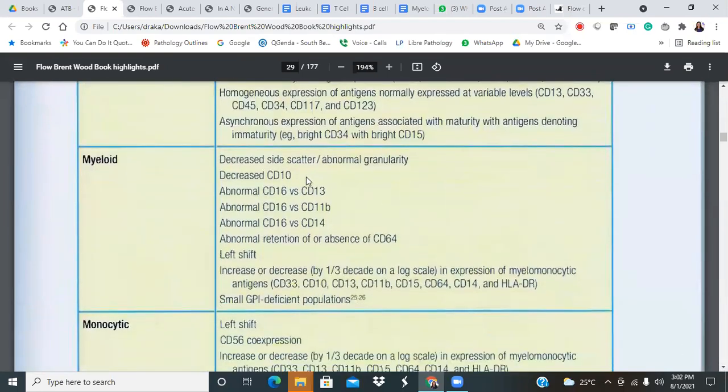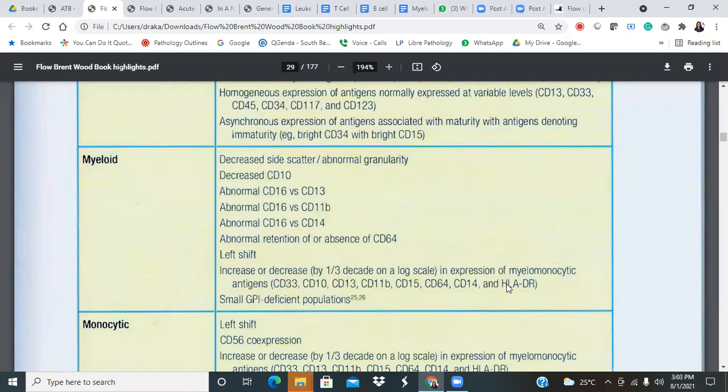Then in the more mature myeloids, decreased side scatter. Obviously, the decreased side scatter would mean that there is hypogranularity. So that's another feature of MDS. Decreased CD10, abnormal CD13 versus CD16, abnormal CD16 versus CD11b, abnormal CD16 versus CD14. Abnormal retention or absence of CD64. Left shift, increase or decrease by one third of a log scale in the expression of myelomonocytic antigens. So again, this will only identify if we know what the normal looks like.